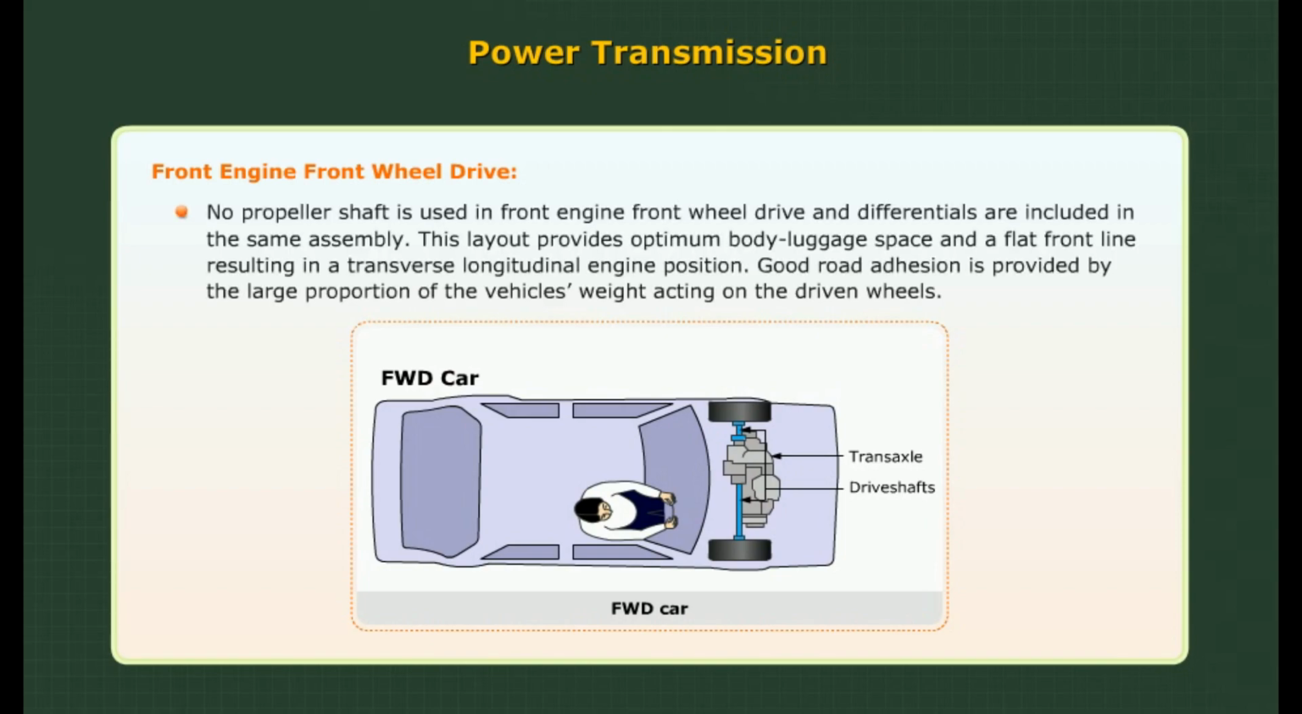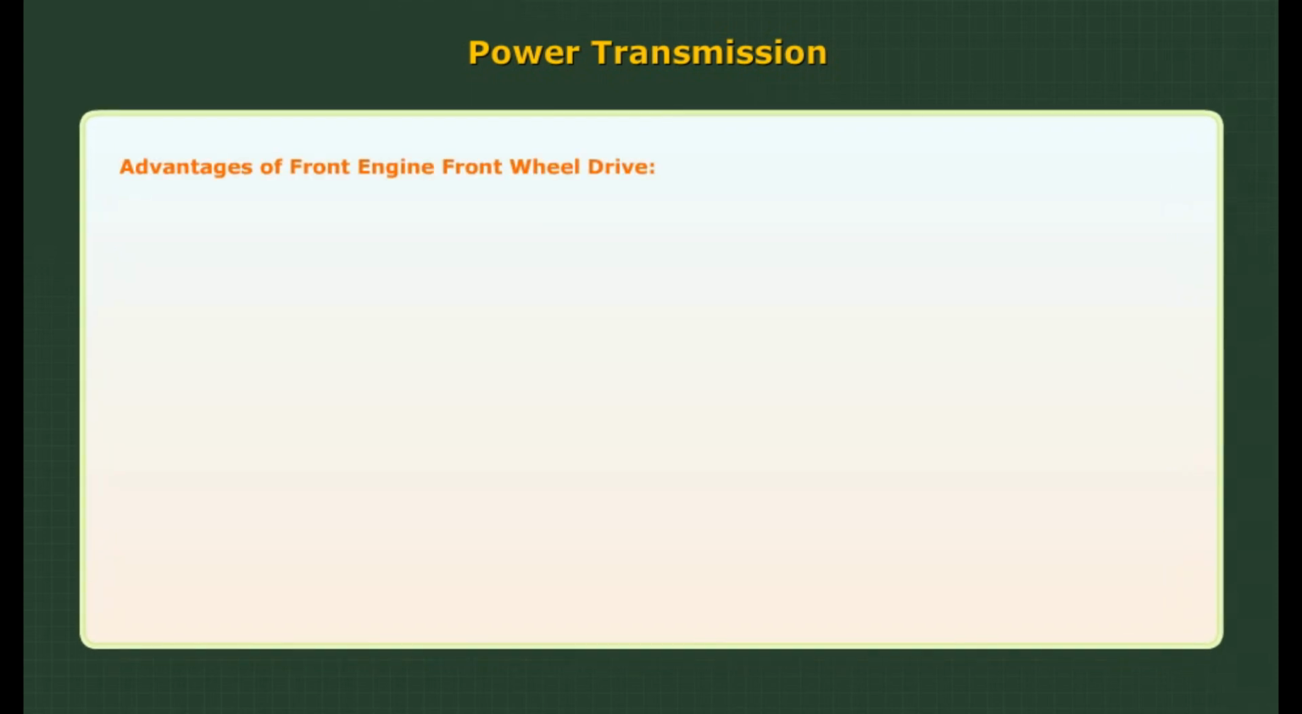Front engine, front-wheel drive. No propeller shaft is used in the front engine front-wheel drive, and differentials are included in the same assembly. This layout provides optimum body luggage space and a flat front line resulting in a transverse longitudinal engine position. Good road adhesion is provided by the large proportion of the vehicle's weight acting on the driven wheels.